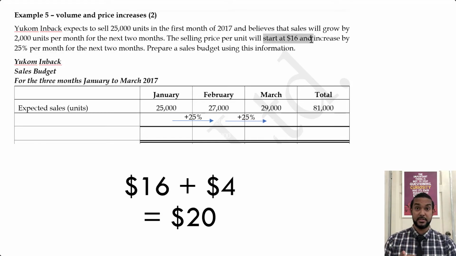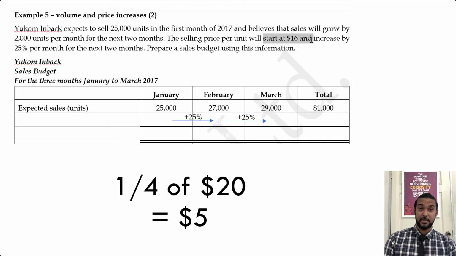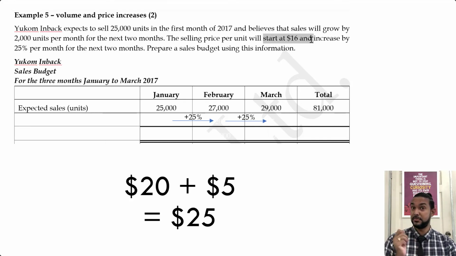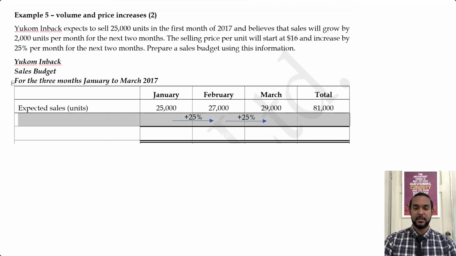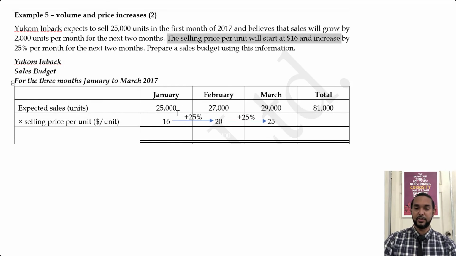16 and 4 is 20. A quarter of 20 is 5. 20 and 5 is 25. There you have it. So let's take a look and see what it looks like there. So we're seeing, right, 16. It starts off at 16 in January and will increase by 25%.